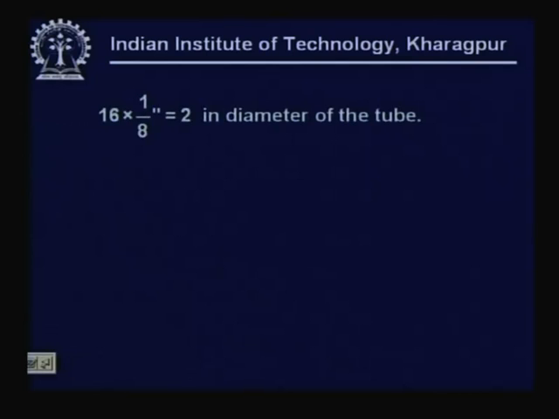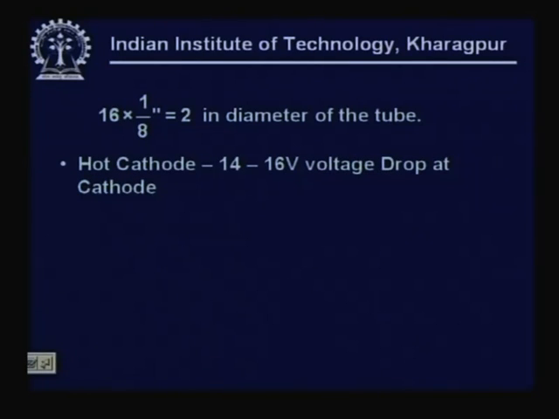That means, if I have 16 as a number in the specification T16, you multiply that by 1 over 8, and that would be the diameter of the tube in inches. So, T16 would connote a 2 inch fluorescent lamp, and that is how we would mention it.